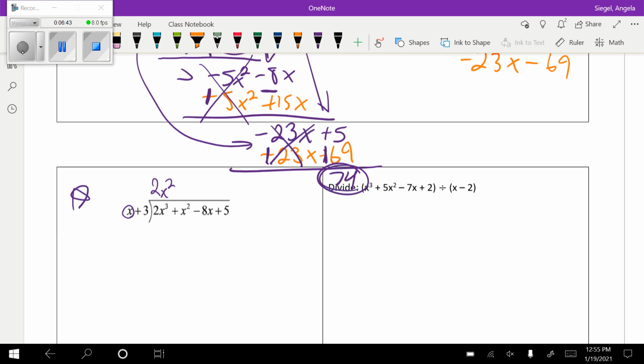So then I'm going to multiply these two together. So I have 2x to the third and then plus 6x squared. And then don't forget, you are going to subtract. So that means change the signs. So these cancel, and I'm left with negative 5x squared.